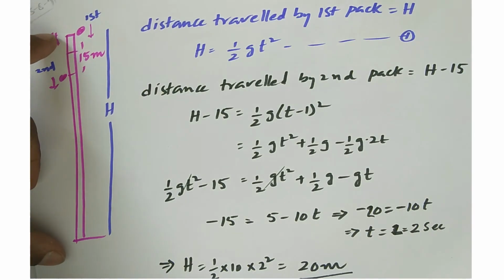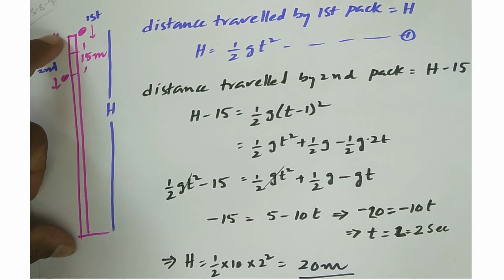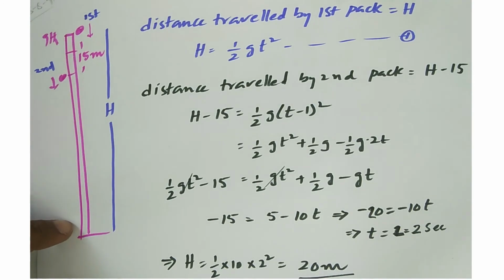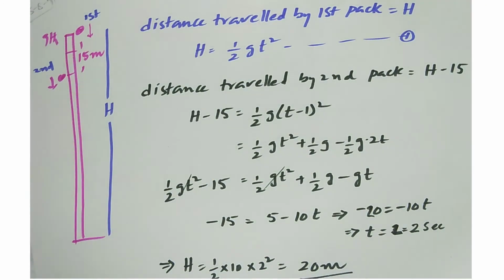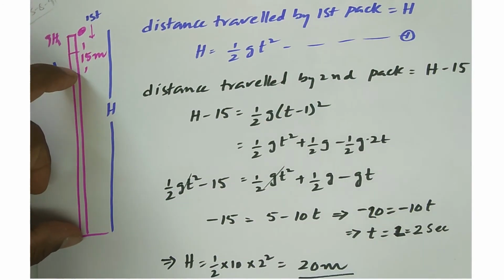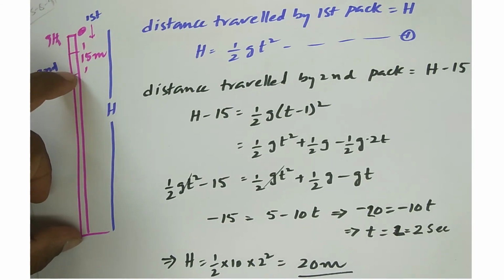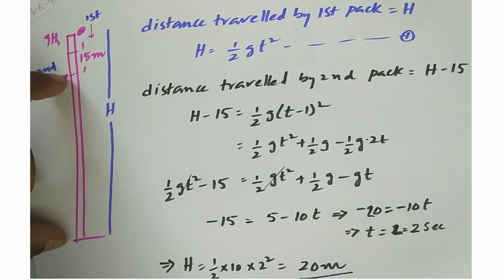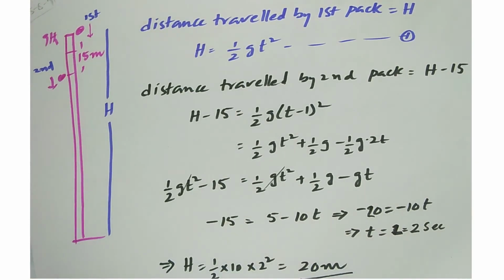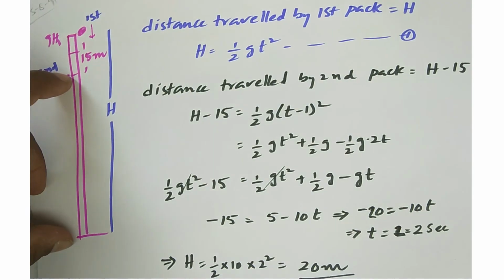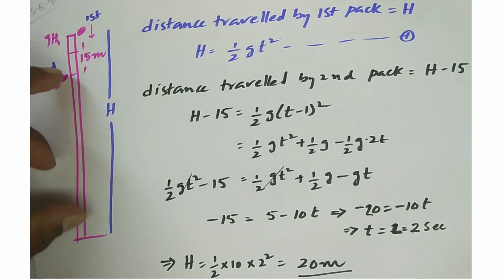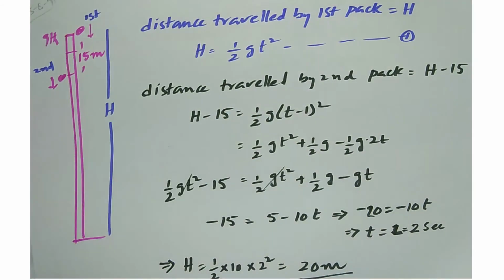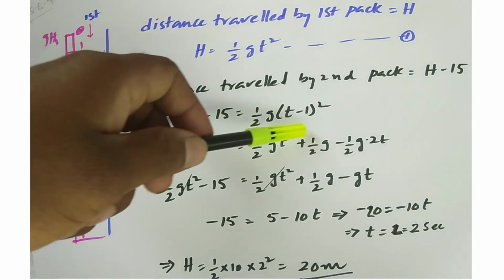If the time taken by the first body is t, the distance traveled by the first body is nothing but the height of the tower, that is equal to half g into t squared. If the first body takes t time, what is the time taken by the second body? As the second body is dropped after 1 second, the time taken by the second body is t minus 1 second. If this is h and this is 15, this is h minus 15. So h minus 15 is equal to half into g into (t minus 1) whole squared.